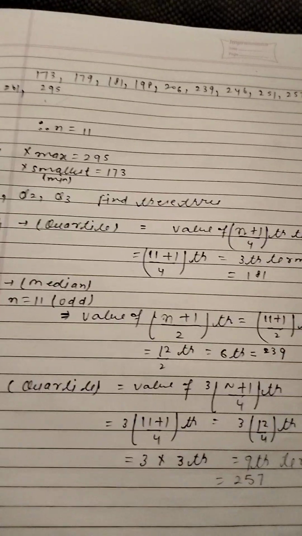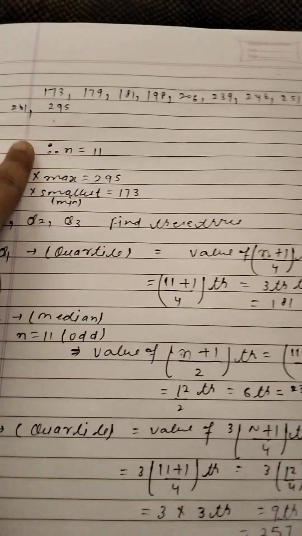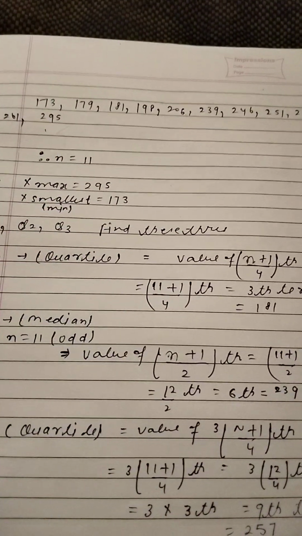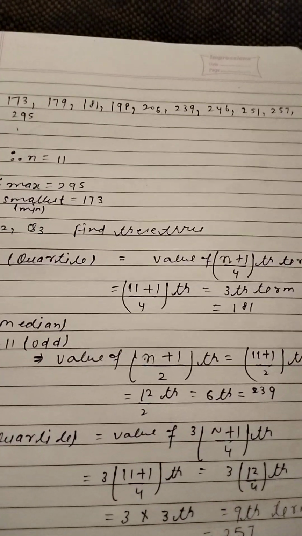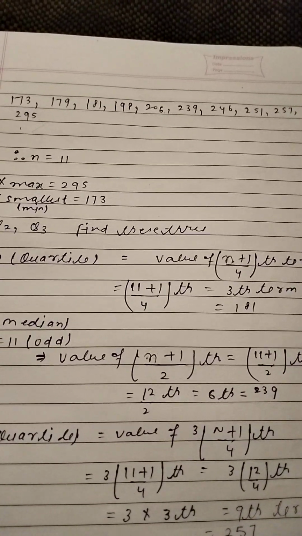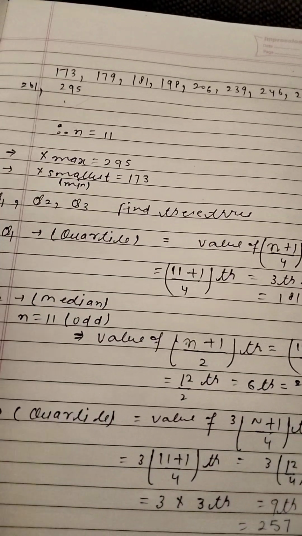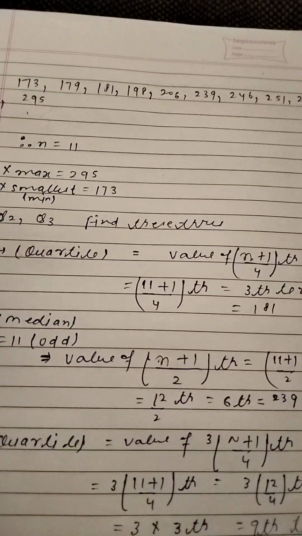When you are done, you have to make a diagram. Now how to make a diagram? See, your lowest number is 173 and your highest number is 295. You can set a range from 160 to 300, because between 160 and 300 all these numbers are lying. Or you can set a range of 170 to 300. This is also right. It means you have to make a range.